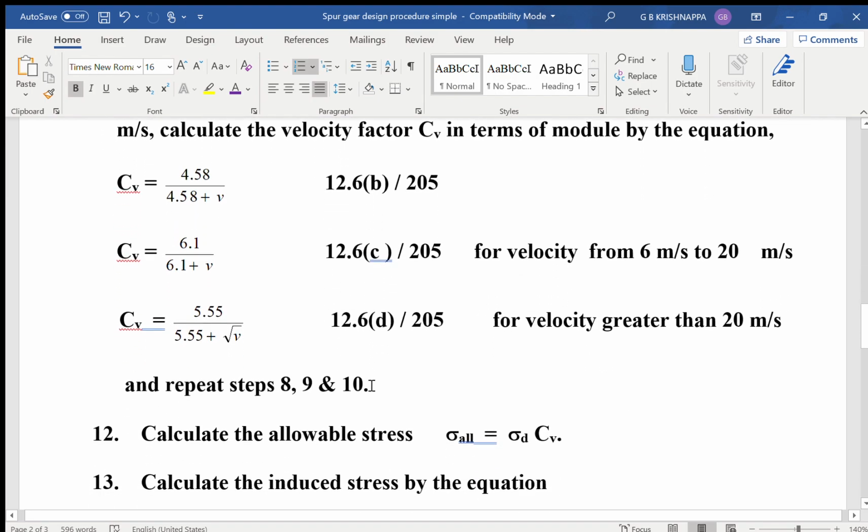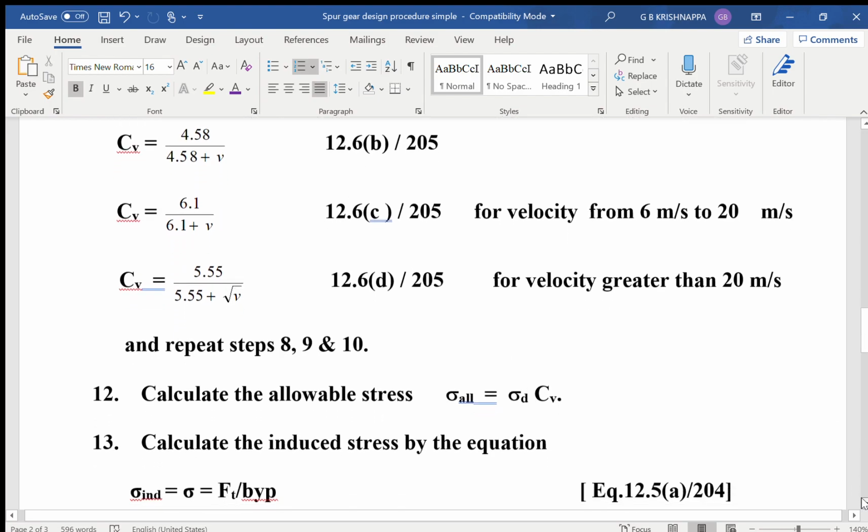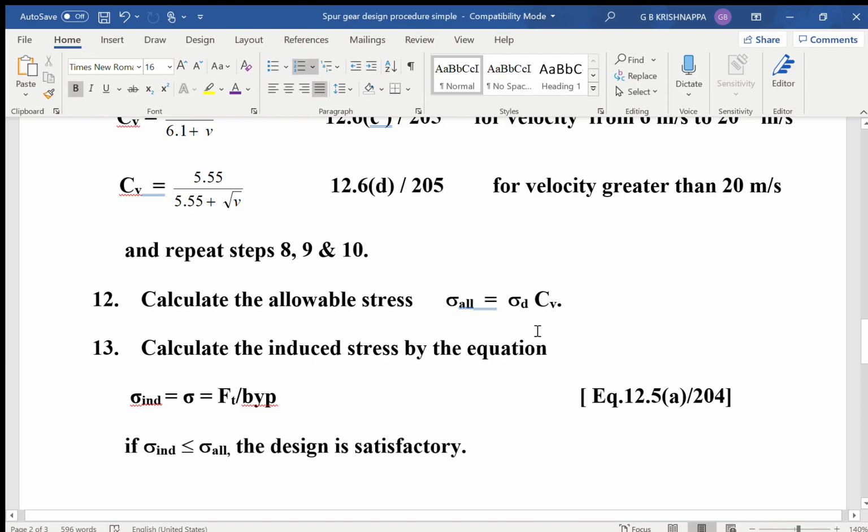Next, repeat steps 8, 9 and 10. Step 12. Calculate the allowable stress. Sigma allowable is equal to sigma d into CV. Sigma d is the allowable static stress. CV is the velocity factor.